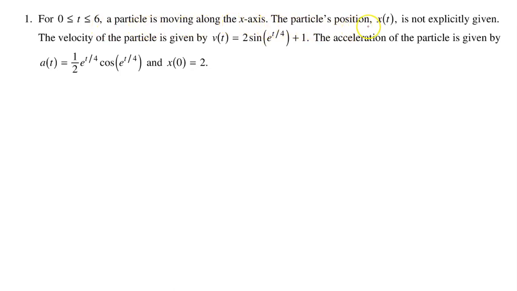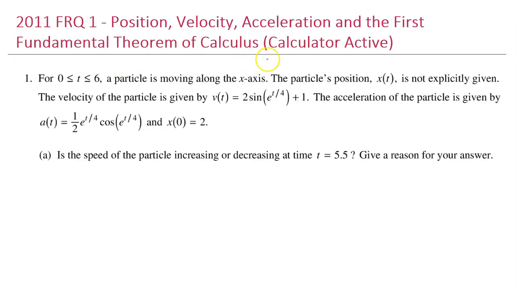The particle's position, x of t, is not explicitly given. The velocity of the particle is given by v of t equals 2 sine of e to the 2 divided by 4 power, plus 1. The acceleration of the particle is given by a of t equals this, and x at 0 equals 2. This problem is calculator active, so we will be using our graphing calculator as needed.